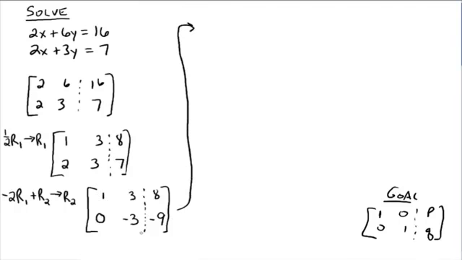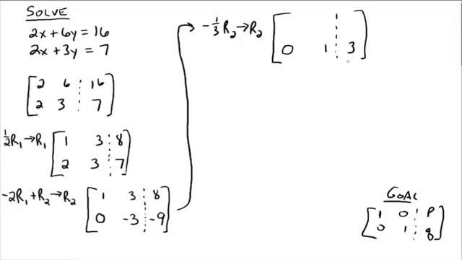Now go to the next column and say, all right, where do I want my 1? Well, you want your 1 where this negative 3 is. So how do you make that negative 3 into a positive 1? Well, we go negative 1/3 times row 2, which gives you a new row 2. So what would that look like? So you'd have negative 1/3 times 0 is 0, negative 1/3 times negative 3 is 1, and negative 1/3 times negative 9 is 3. Did you do anything to the first equation? Nope, so we'll just leave it alone.